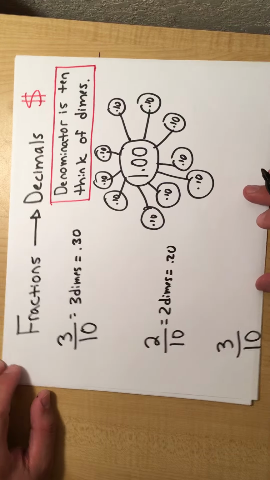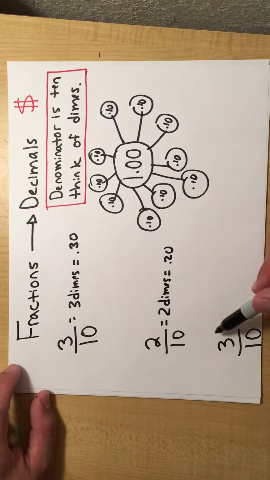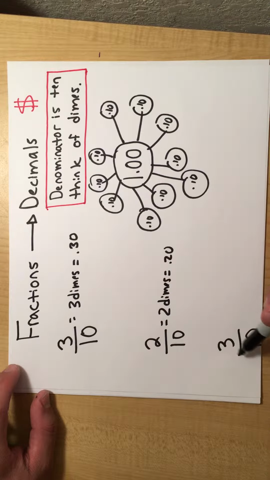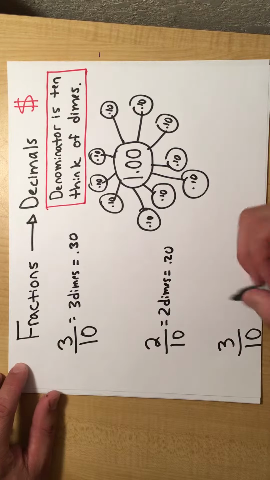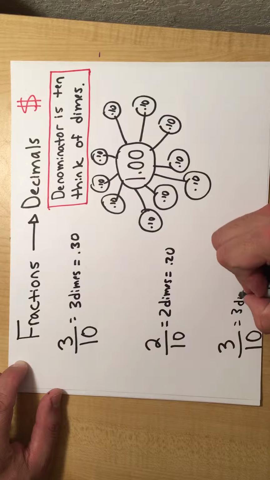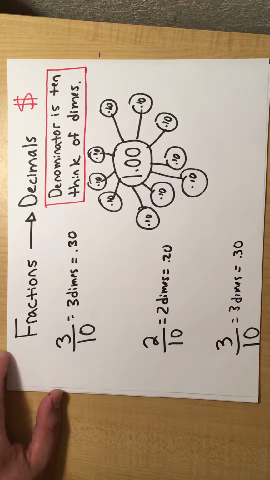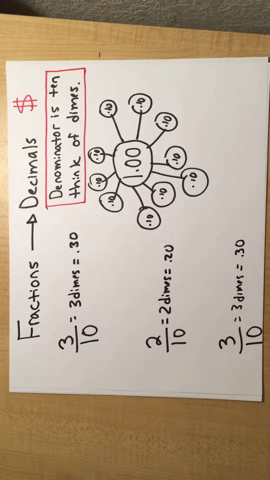Now, if we were to see 3/10 and think of money, again, the denominator is 10, so we're going to think of dimes. It means this would be the same as 3 dimes. We'll see the top number as dimes, and 3 dimes is equal to how many cents? 30 cents, okay? So I want us to be careful again because it just depends on what the denominator is.